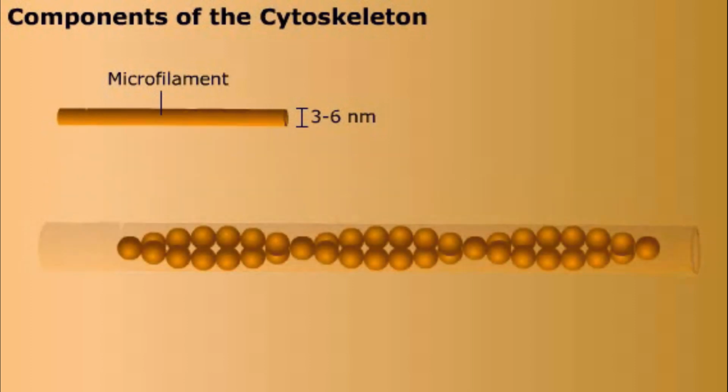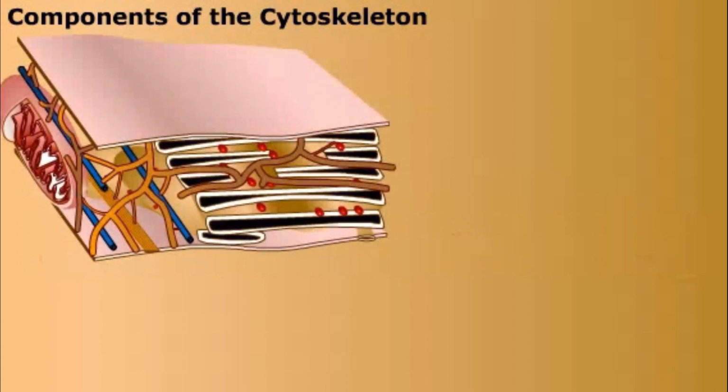Microfilaments are another component of the cytoskeleton. They're fine, thread-like protein fibers 3 to 6 nanometers in diameter. Microfilaments are composed mainly of a protein called actin. Microfilaments also play an important role in muscle contraction.